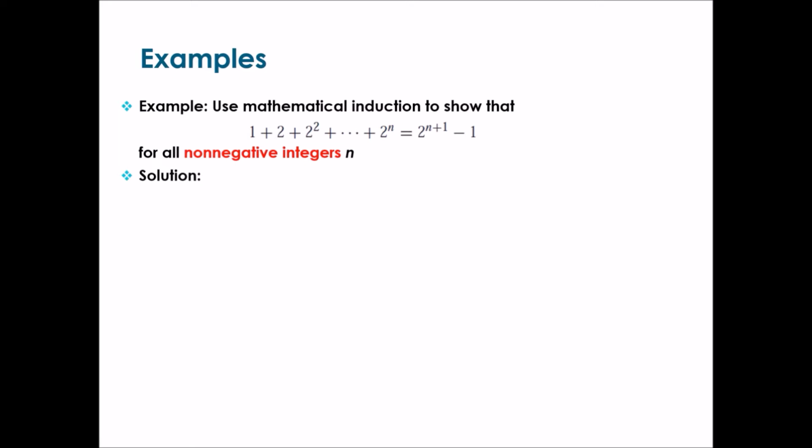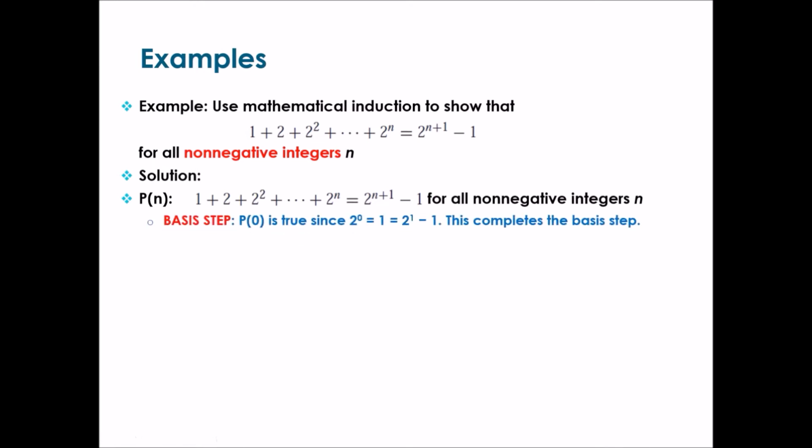In the basis step we have to prove that P(0) is true. So let's assume P(n) is the statement for all non-negative integers n. Now the basis step P(0) is true since when n is 0, on the left side we have only 2 to the power 0, which is 1, and the right side of this relation is equal to 2 to the power 1 minus 1. So this is again 1, so this is true.